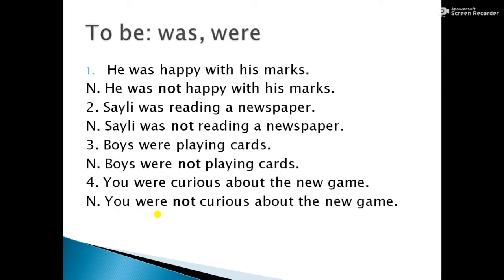Past forms of to be are was and were. So, he was happy with his marks. Negative is, he was not happy with his marks. Second sentence is, Siley was reading a newspaper. Negative is, Siley was not reading a newspaper. So again not has come after the helping verb but before the main verb, between the helping verb and the main verb.